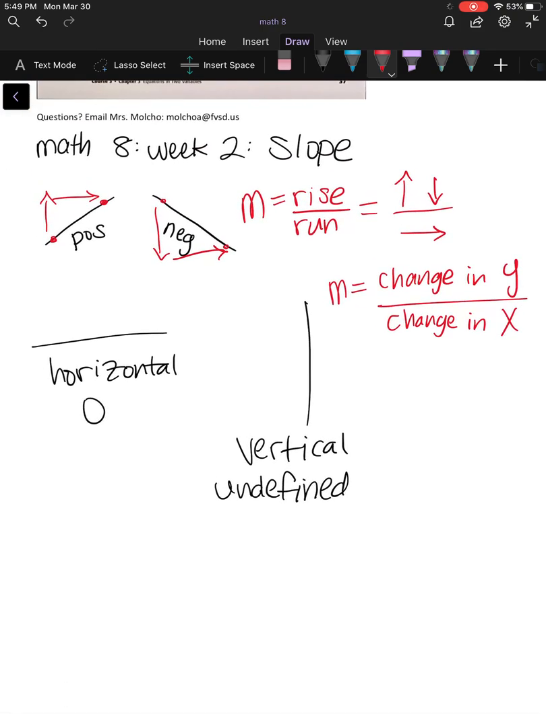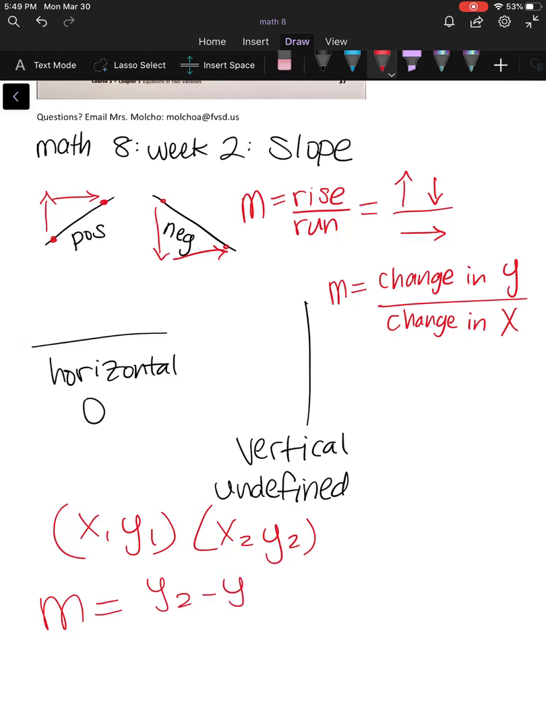Slope can also be found with a formula. So if you have 2 points, (x1, y1) and (x2, y2), slope can be found by doing y2 minus y1 over x2 minus x1. And it's important that the y values are always on the top because that's the rise, and the x values are on the bottom because that's the run.